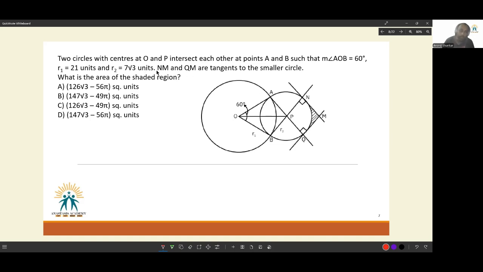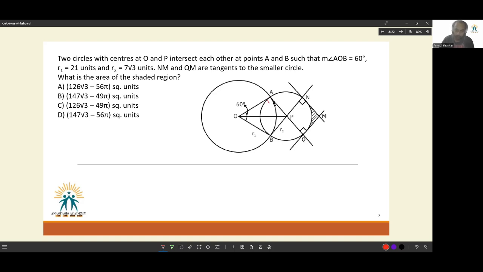N and M, NM and QM are tangents to the smaller circle. What is the area of the shaded region? Now, in order to figure out the area of the shaded region, I need the area of this quadrilateral NPQM. From that, I will remove the area of this sector NPQ. Okay, let's figure out stuff.